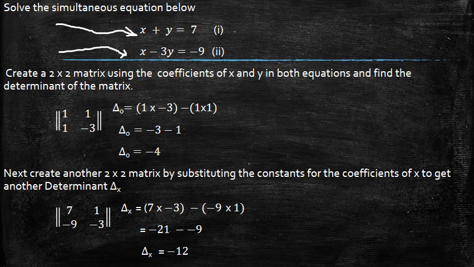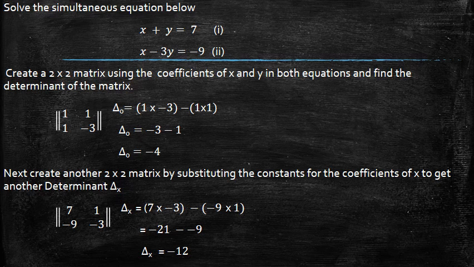So if you want to solve a simultaneous equation using matrices, what you do is you have to create a matrix using the coefficients of x and y and the constants. So the first step is to create a 2 by 2 matrix. That's a matrix that has 2 rows and 2 columns.